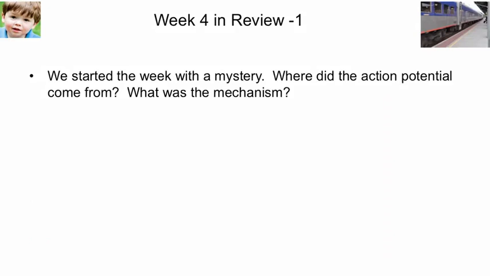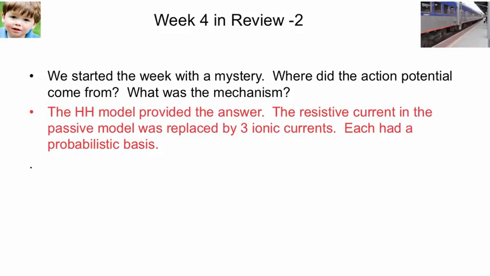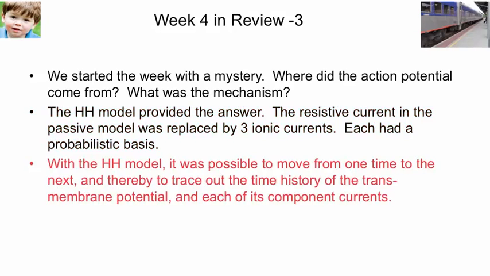We started the week with a mystery. Where did the action potential come from? What was its mechanism? The HH model gave us the answer. The resistive current in the passive model was replaced by 3 ionic currents. And, notably, each of these currents had a probabilistic basis, that is, probabilities were used to find the amount of current at each moment.